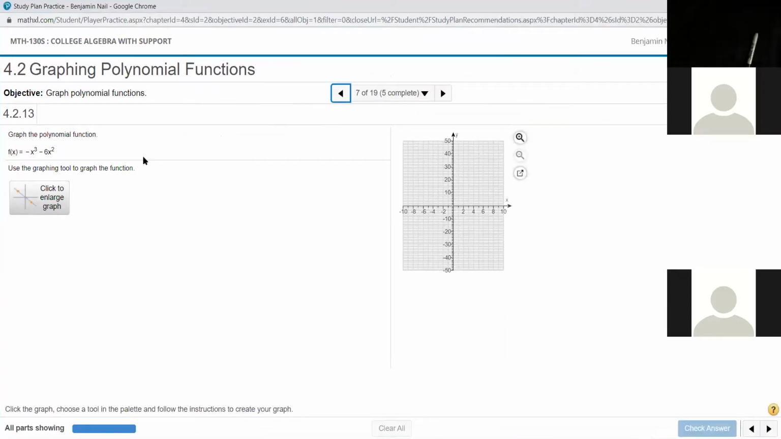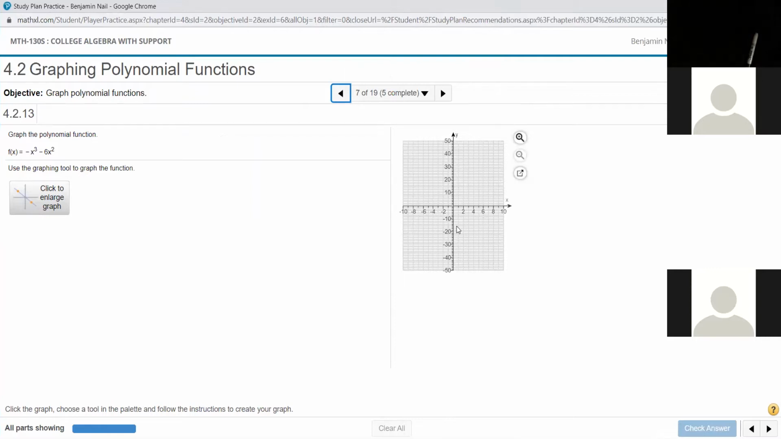These are the hardest problems on this particular section. It's just going to give you a function like this, f of x equals -x cubed minus 6x squared, and it's going to tell you to graph this particular function. Again, one of the best tools you have for your homework is Desmos. If you go into Desmos, you can just type this particular function in, know exactly what it looks like, and then just try to match that graph.